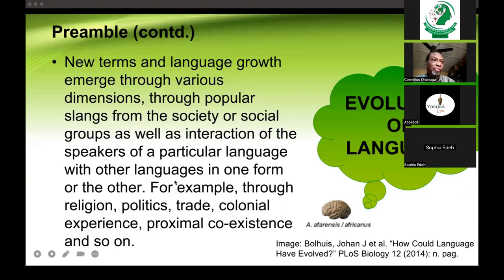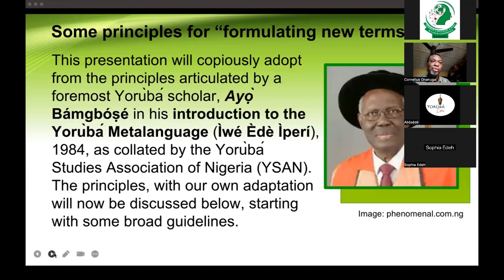And so, new terms and language growth emerge through various dimensions. For example, we have popular slangs. There are some that emerged some years back. Some of them have faded away. Some have been retained over years. There is also the interaction of the speakers of a particular language with other language speakers in one form or the other. For example, this can happen through religion, politics, trade, colonial experience, proximal coexistence. It is not something that is just happening, even though the spate of globalization has made it grow in leaps and bounds.